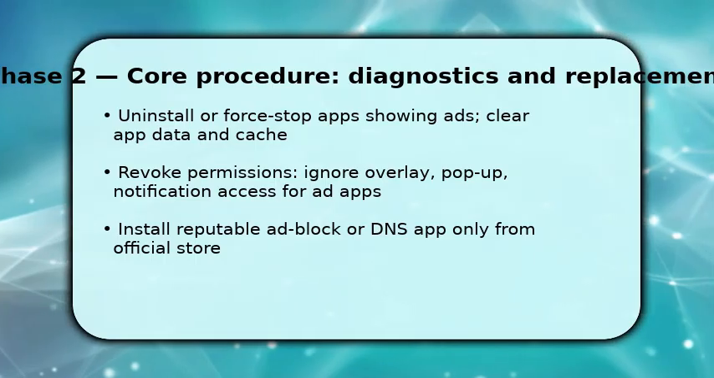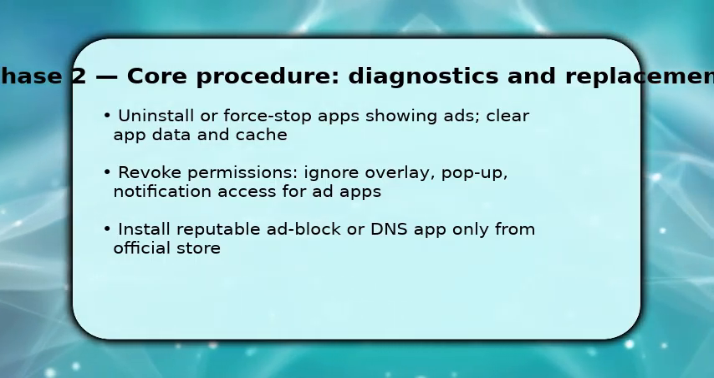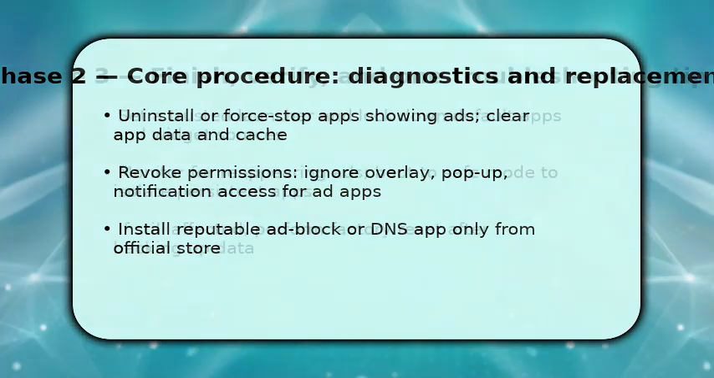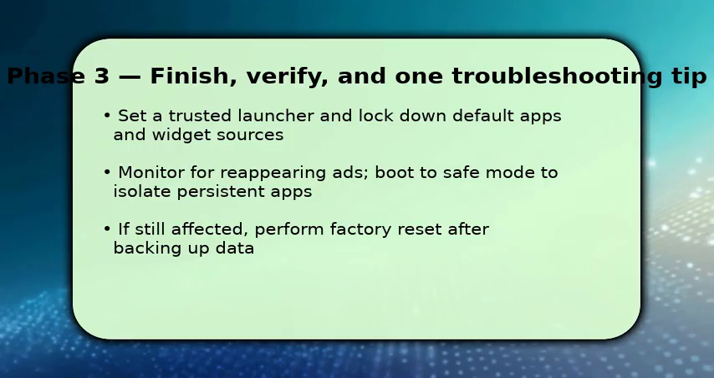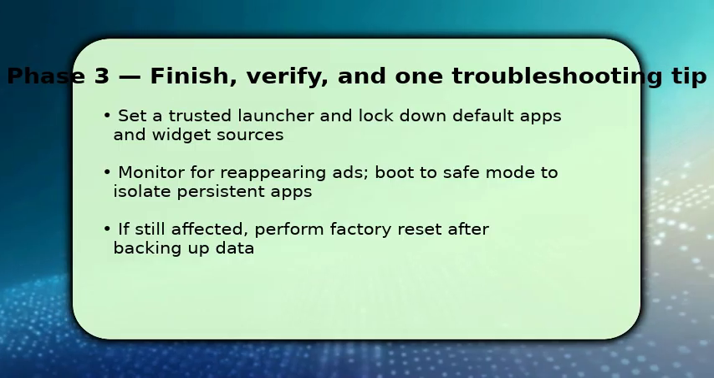Then install a reputable ad blocking app or a DNS-based blocker from your official app store and configure it. This filters ad domains system-wide, which reduces ads. Finish by setting a trusted launcher and removing unknown widgets or shortcuts. This prevents ad widgets from returning.